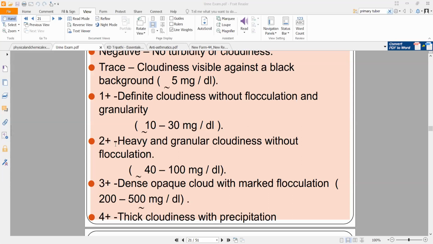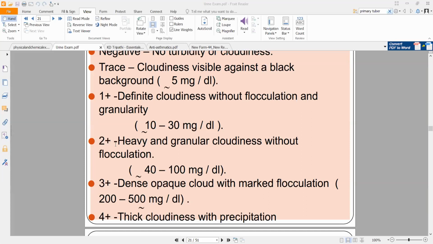And coming to +3, when will you give +3? That is when you see a proper dense opaque cloud. You will not be able to see through the test tube because the turbidity will make it completely opaque, and there will be a lot of flocculation, meaning granules will start clumping together.